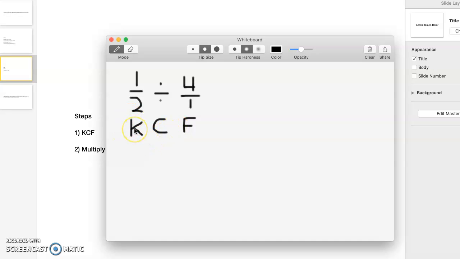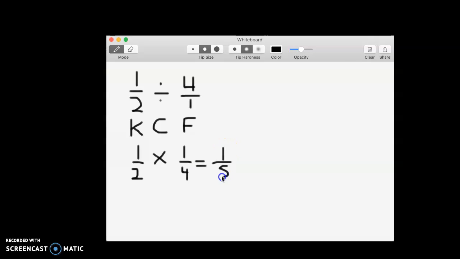So K stands for keep, so I'm going to keep 1 over 2, 1/2. The C means change, so I'm going to change division to multiplication. And F means flip, so I'm going to flip 4 over 1 to 1 over 4. So now we're going to multiply left to right, and the answer is 1/8.